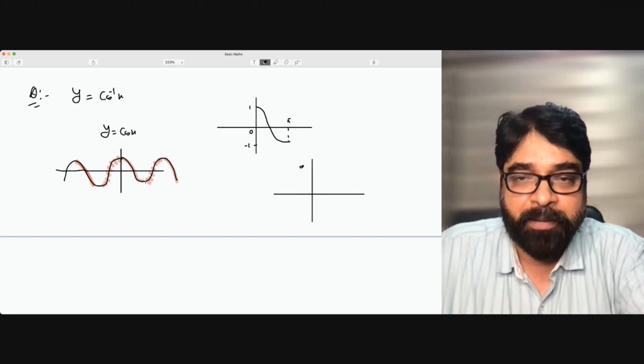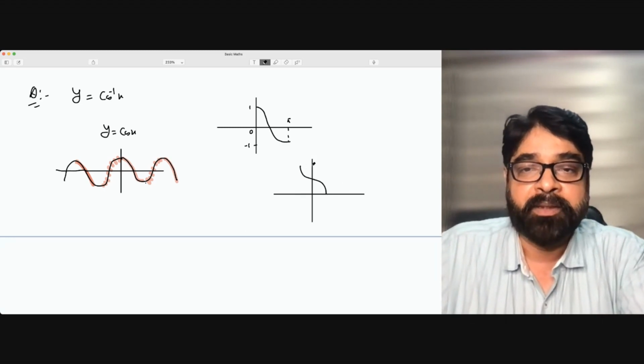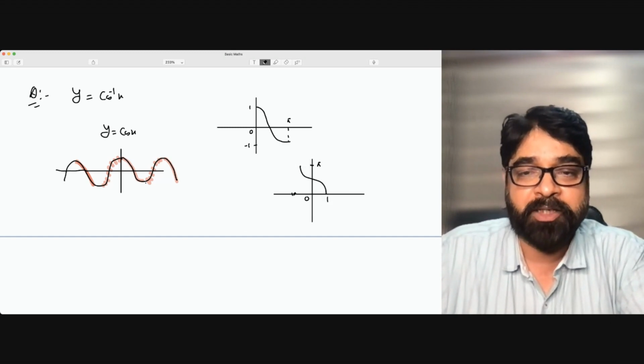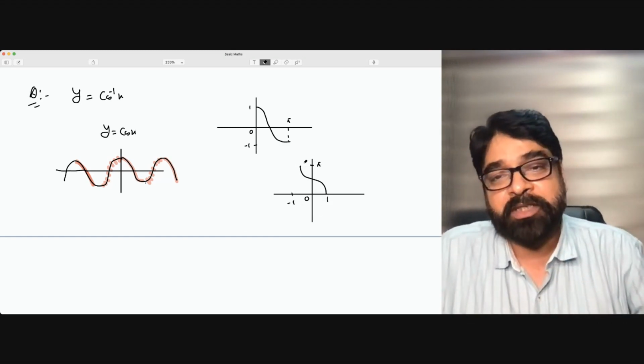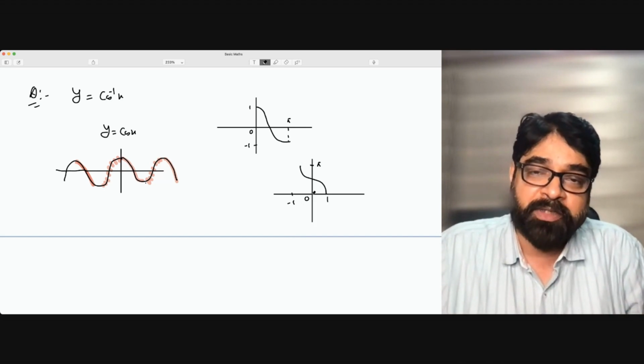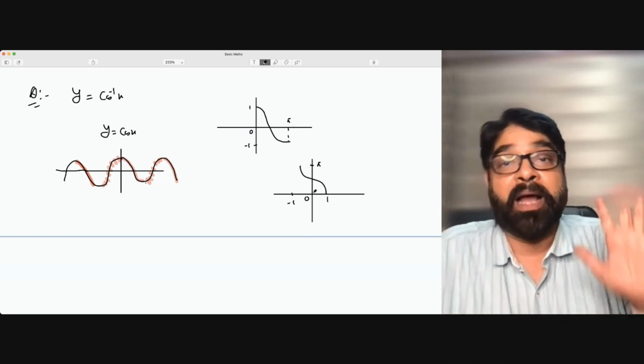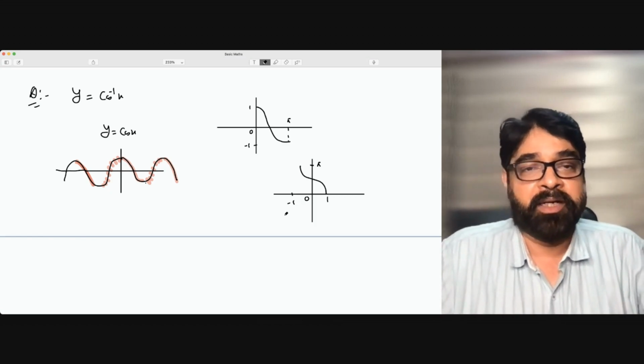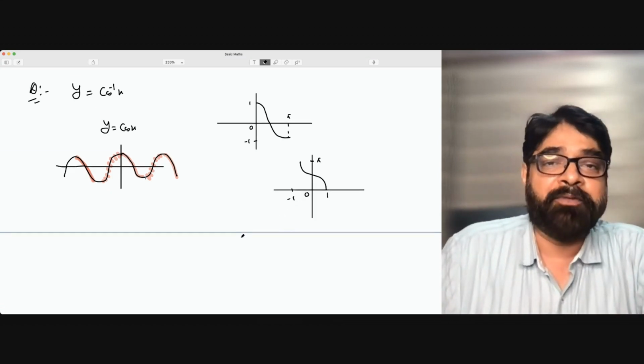What exactly is coming up? This point will be pi. This point will look 0. This will be 1. This will be 1. So the cos inverse x graph is this. You can see cos inverse x always lies between 0 to pi. I hope it's clear to everybody. Understood my point? So many graphs you can draw.